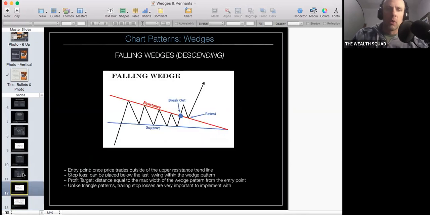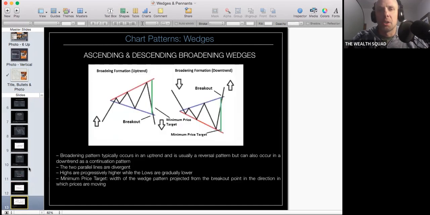Okay, so everybody good with the falling wedge and the rising wedge? I'm not strat averse. I know about the strat and things like that, and I know one of the things that the strat uses a lot are the broadening formations. So these are also wedge patterns to understand too. And again, it's the same thing: the ascending and descending broadening wedges, right?